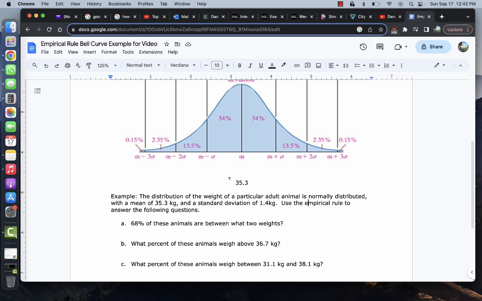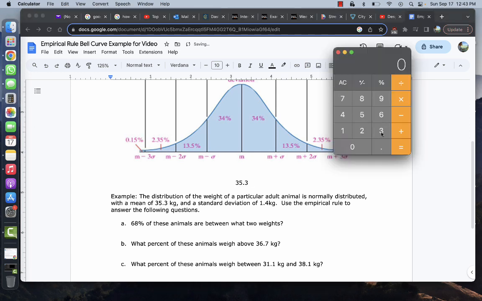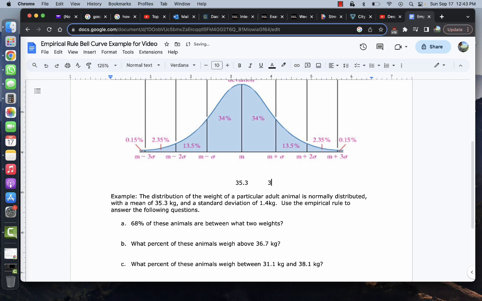Before we get anywhere, we need to mark off what the mean is, what the weight 1 standard deviation, 2, and 3 standard deviations above is, and what the weight 1 standard deviation below, 2 below, and 3 below is. I've already started by putting the mean, the 35.3 kilograms, in the middle, and then I'm going to mark the weights that are 1, 2, and 3 standard deviations above the mean. The standard deviation is 1.4, so I'm just doing 35.3 plus 1.4, 36.7. So 36.7 is the weight that's 1 standard deviation above the mean.